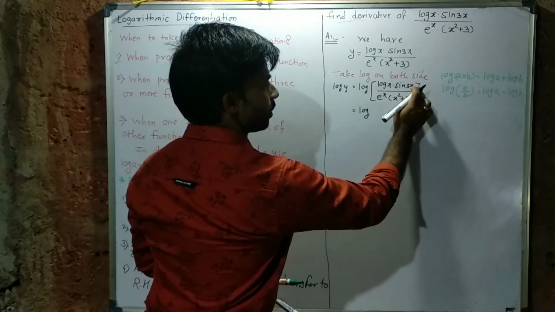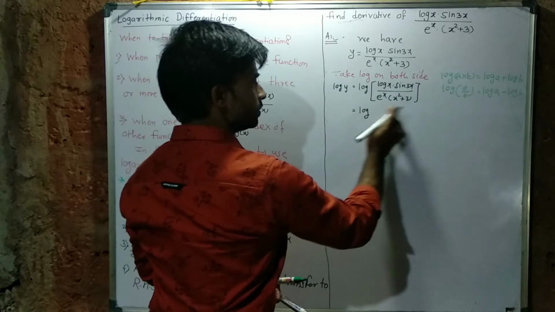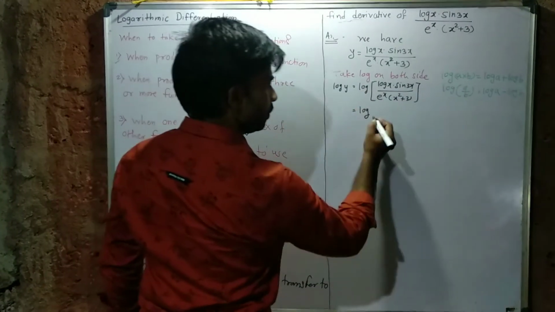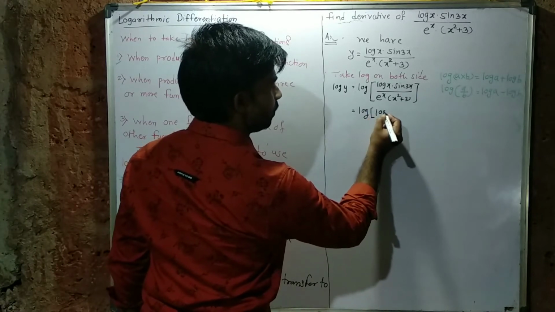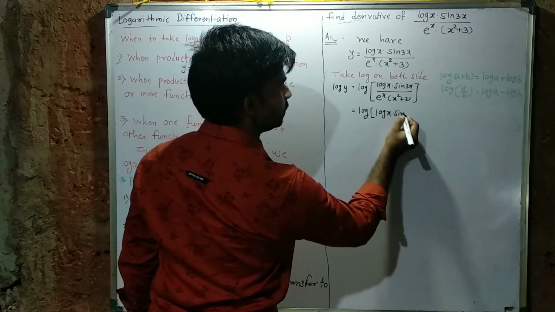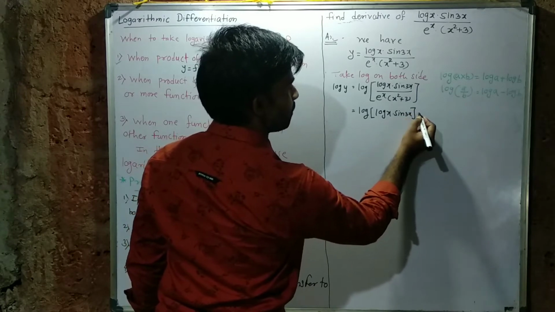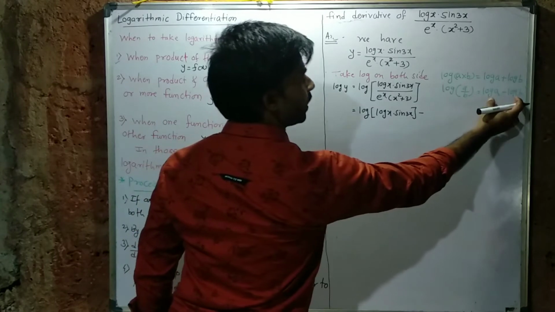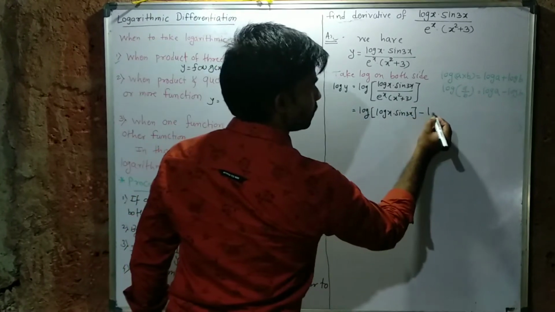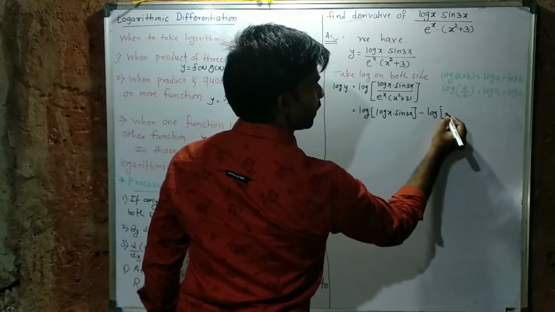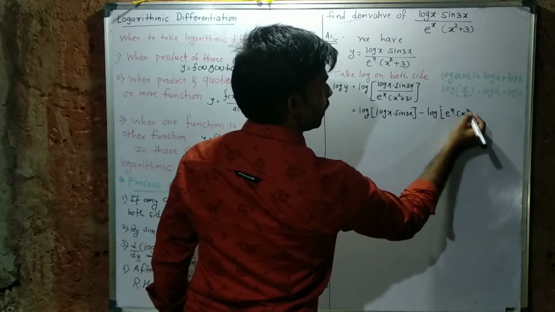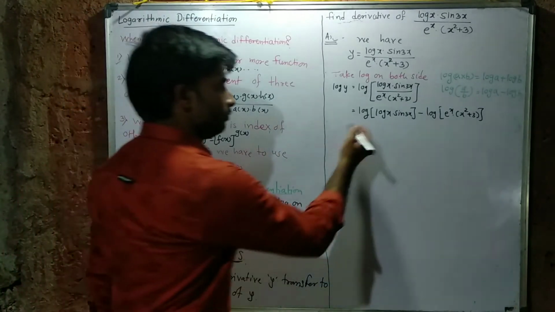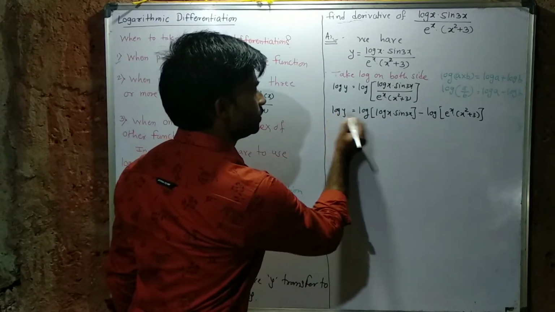A is nothing but log x into sine 3x, and b is nothing but e raised to x into x square plus 3, and therefore log of inside the bracket log x into sine 3x minus, because this is numerator and this is denominator, that means a divided by b according to that rule, minus log of inside the another bracket e raised to x into x square plus 3 is here. Then we have to simplify this again.